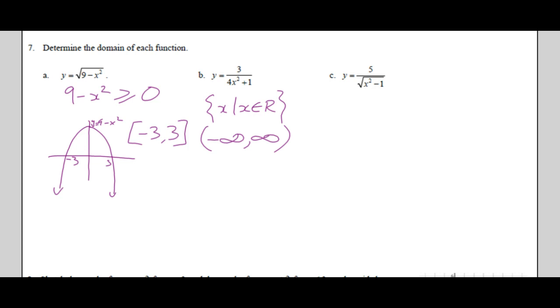Okay, 5 over the root of x squared minus 1. So square roots are always positive. That doesn't really do anything. Who cares if it's over a negative? So what does x squared minus 1 have to not be? What can't we have in the denominator? 0. What makes x squared minus 1 0? 1 or negative 1. Okay, so what do we got?